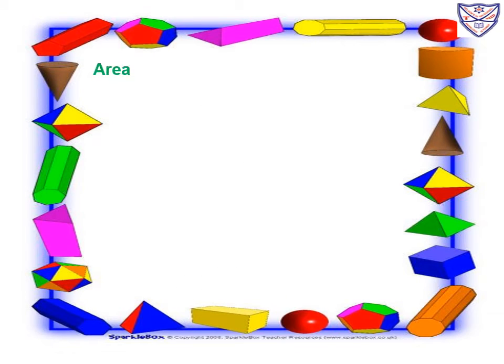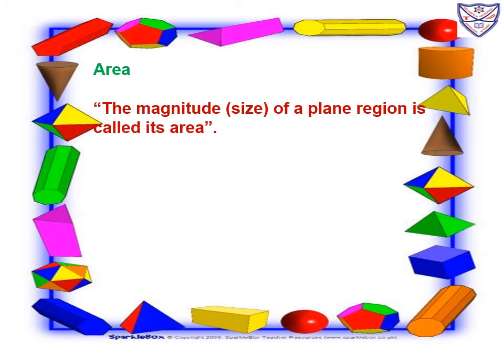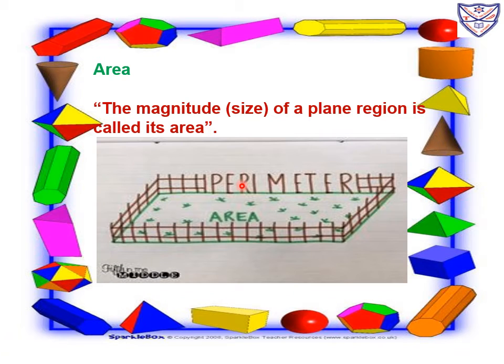Now next, definition of area. The magnitude, meaning the size, of a plane region is called its area. So the inner part of the object is called area.